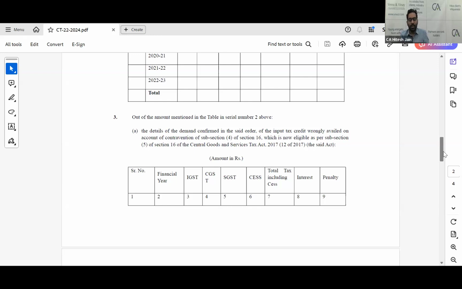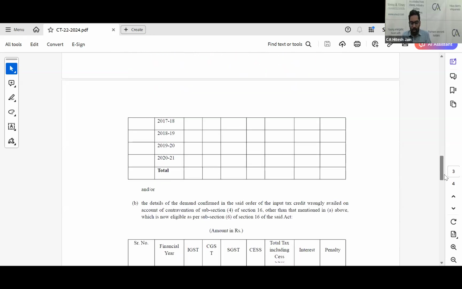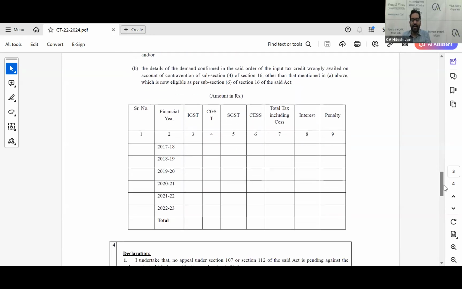Out of the details filled in table 2, you need to mention in table 3A that out of the figures given in table 2, which are the figures which you are eligible to claim ITC as per 16.5 in table 3A. And if in case you are eligible for ITC under 16.6, you need to fill table 3B. So you need to be careful in filling either table 3A or 3B depending upon the nature of your case.